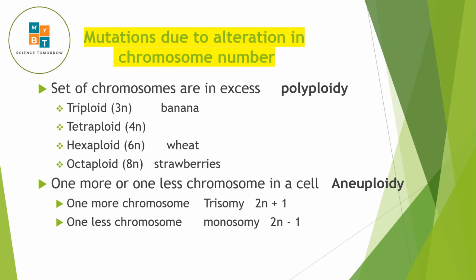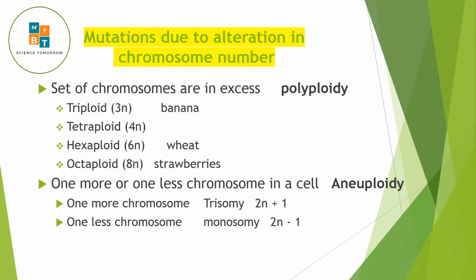So triploid is 3n. In banana you can say triploid. Also sometimes you can say tetraploid, hexaploid in the wheat, and octaploid, that is 8n. You can see them in strawberry.